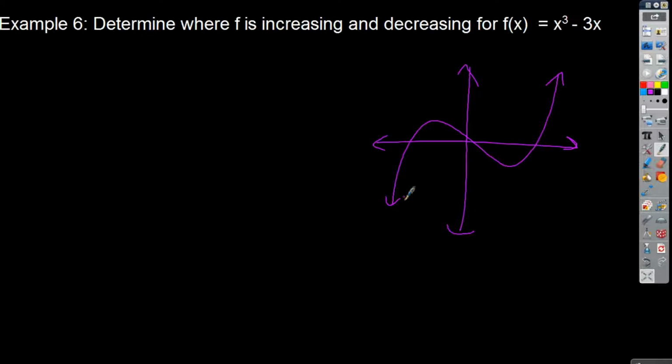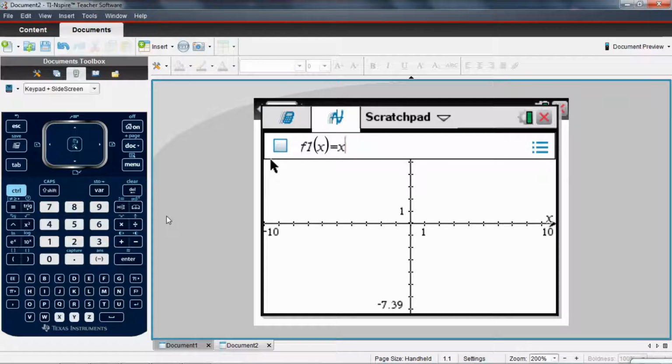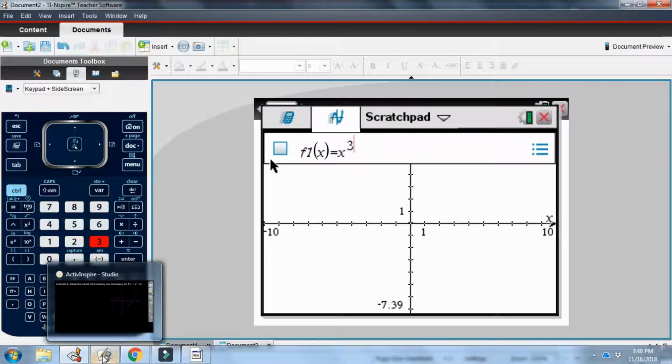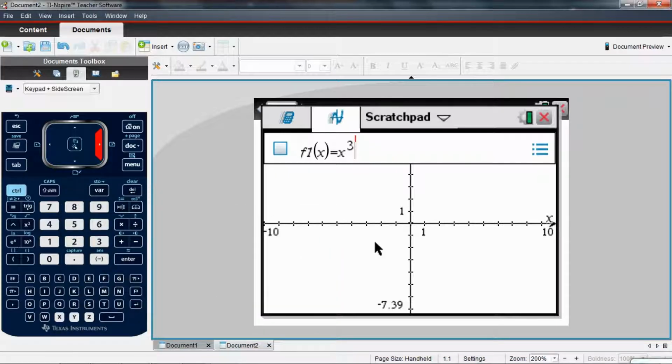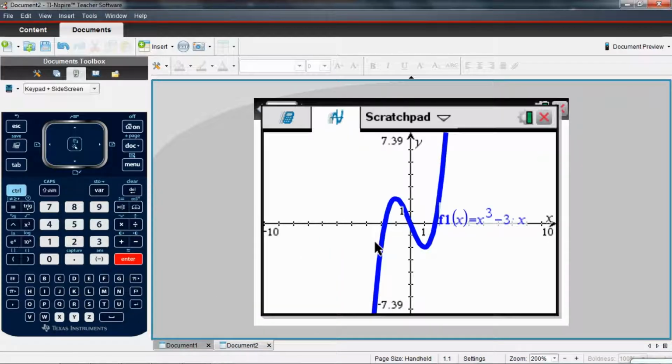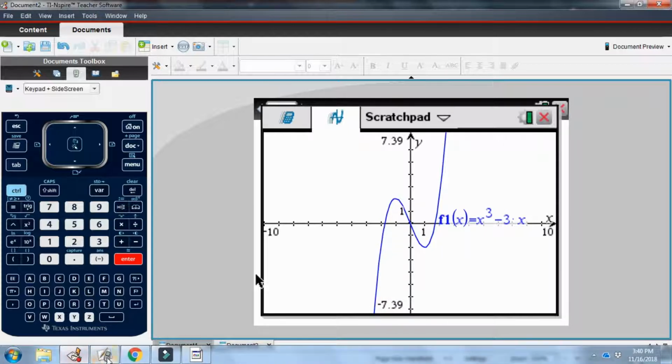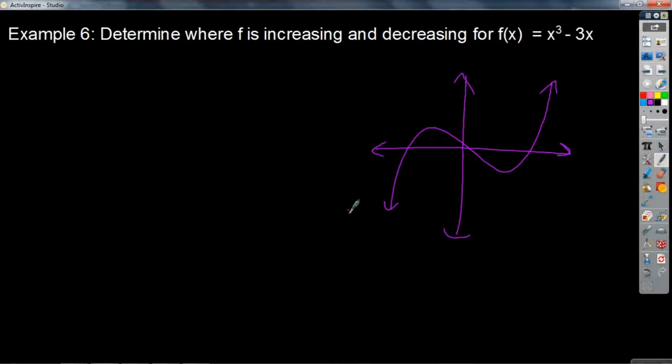If I wanted to, I could graph it to get an idea of what that looks like. So I'll do that real quick. So that's what the graph looks like. Pretty similar to what I have there. That was just my guess of what it would look like.